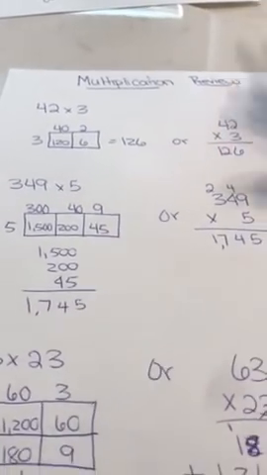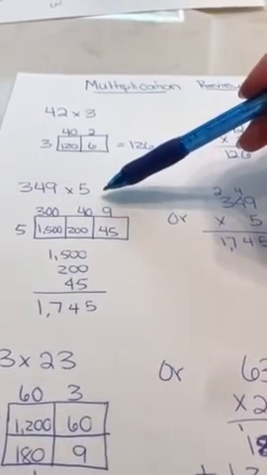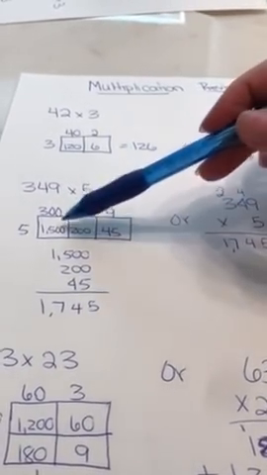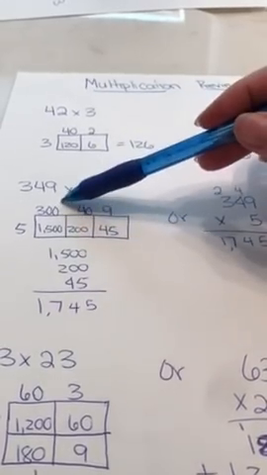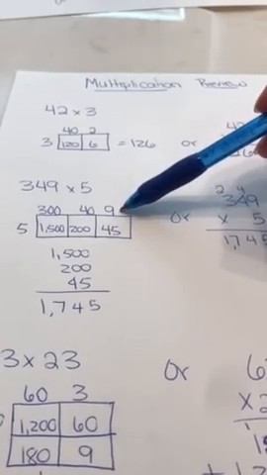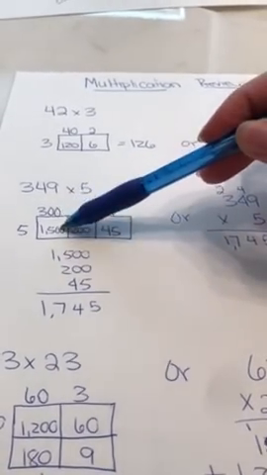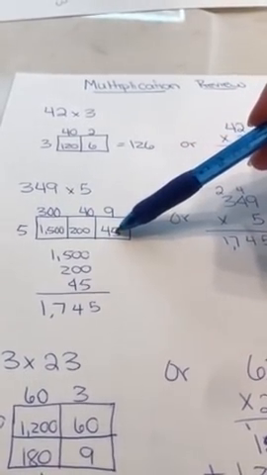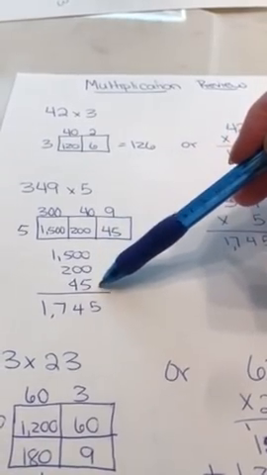Okay, this is an example of a 3 by 1. So again, notice my grid, my arrays. I'm multiplying a 300 by 5, a 40 by 5, and a 9 by 5. I make sure I multiply each of those arrays out, then I add them up.